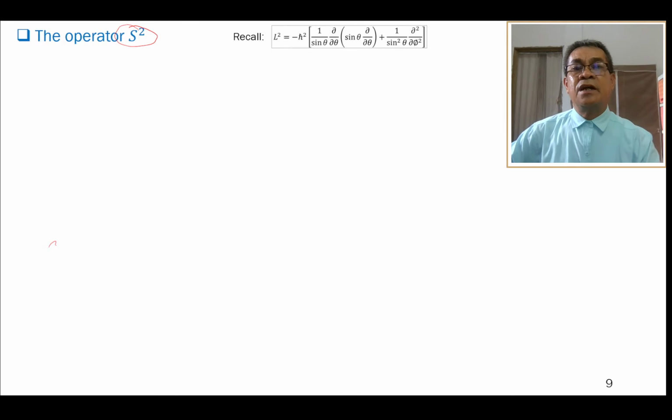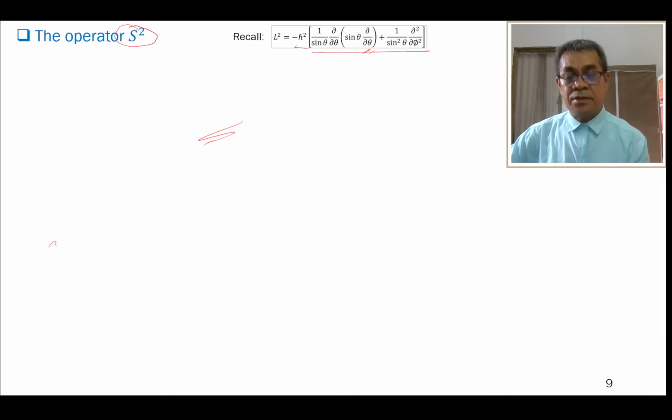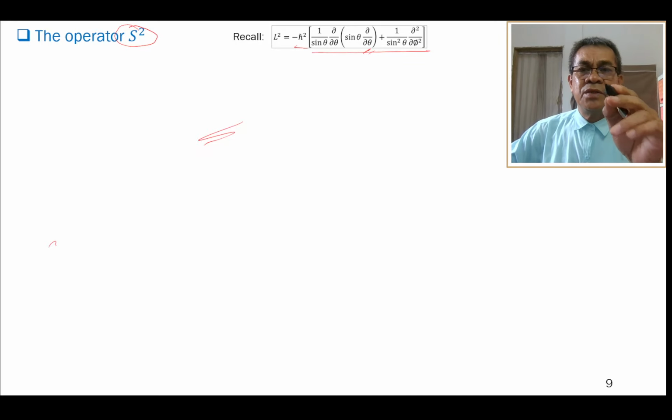Recall that the L squared in our previous lessons was derived, and we came up with negative h bar squared times this element. This is in terms of the spherical coordinates. So what is now the equivalent? If this is L squared, what is now S squared? Those are questions. And of course, since spin does not depend on the angle, then what should be the value of S squared?